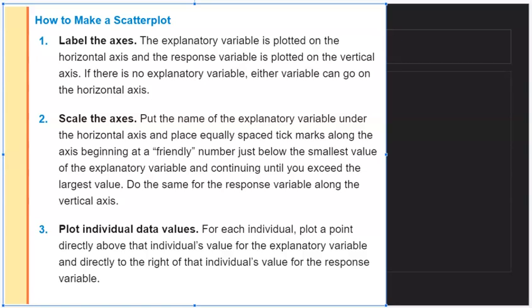Finally, we just plot those individual data values. We'll talk a little more about this further down the road, but that goes without saying. Once you get your graph made up, it's time to put the values in as dots, and I think that makes a lot of sense.